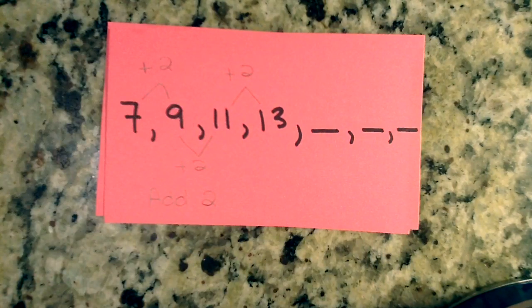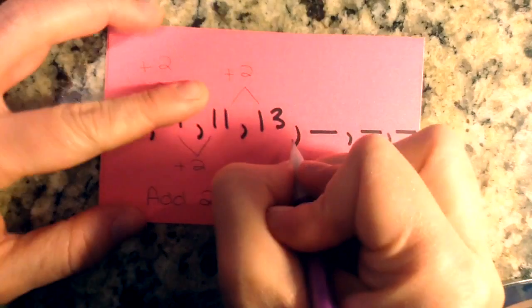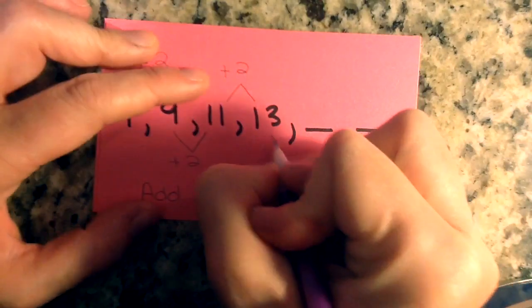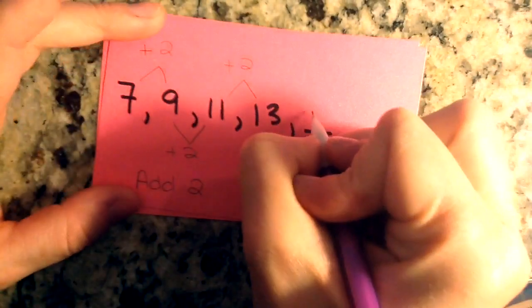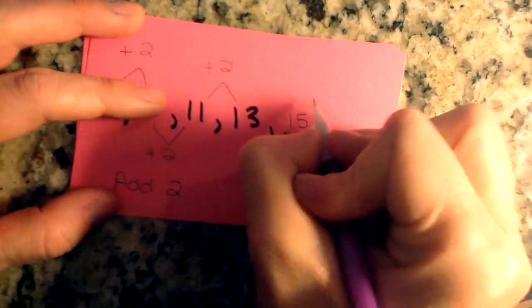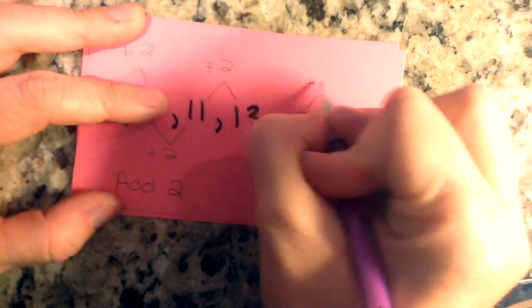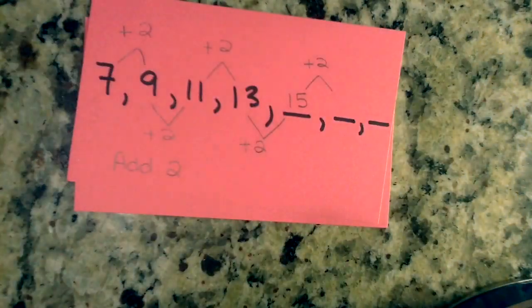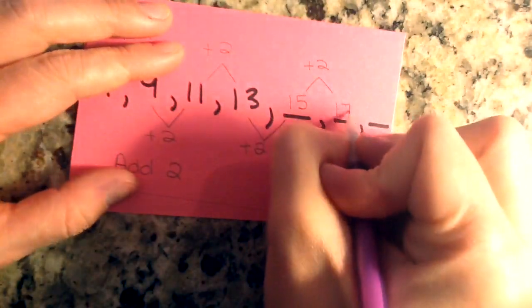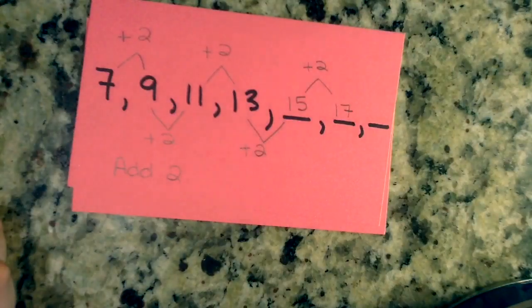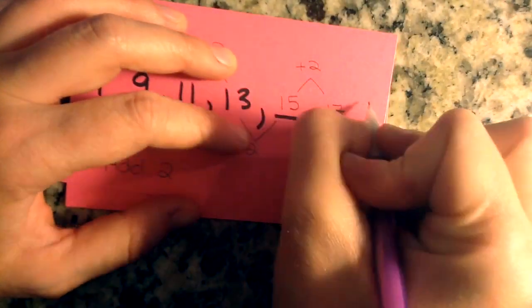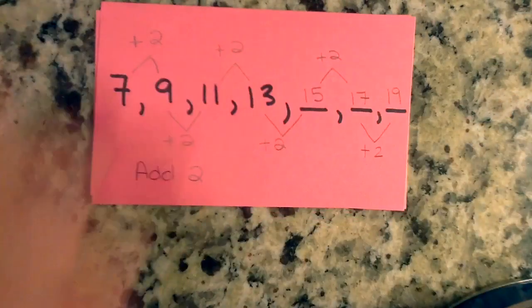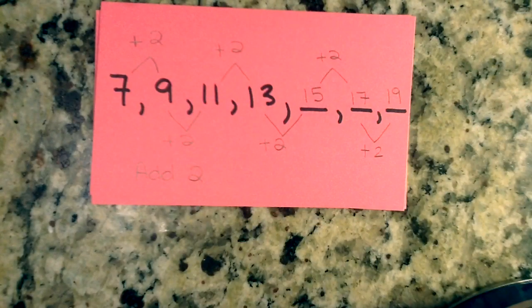All right, so let's find my missing numbers. What comes next? 13 plus 2: 14, 15. 15 plus 2: 16, 17. 17 plus 2: 18, 19. So my next three numbers were 15, 17, and 19.